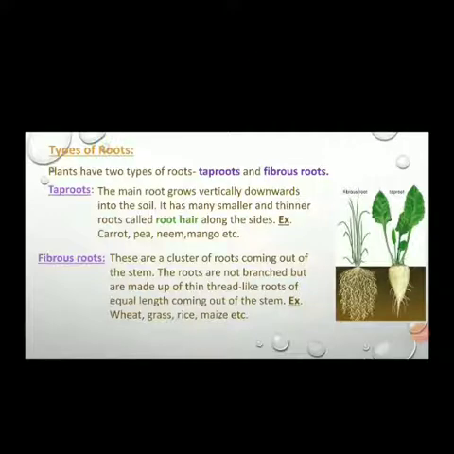Now fibrous roots. These roots are a cluster of fine roots that spread into the soil. It has no main root. Fibrous roots do not go deep into the soil. These roots are found in wheat, grass, maize, etc.